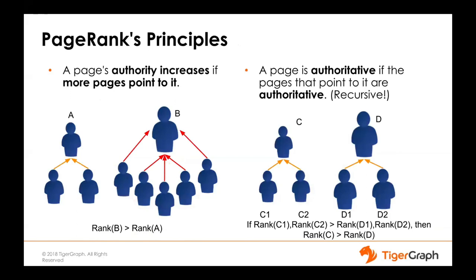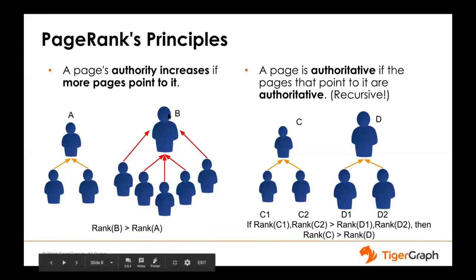The people who developed PageRank, Sergey Brin and Larry Page, the founders of Google. And by the way, PageRank is called PageRank because of Larry Page, not because of web page. They came up with two principles they try to satisfy. One, a page's authority increases if more pages point to it. So in the figure on the left, more people are pointing to B, so B has higher rank than A, all other things being equal.